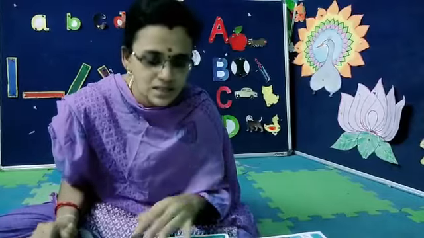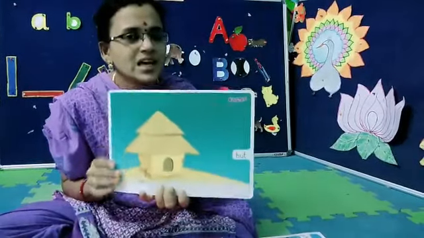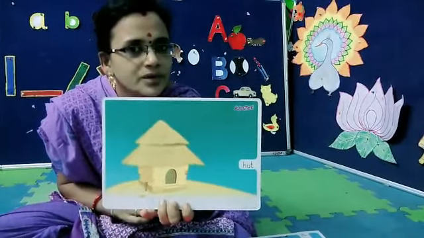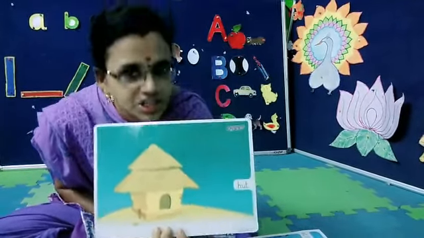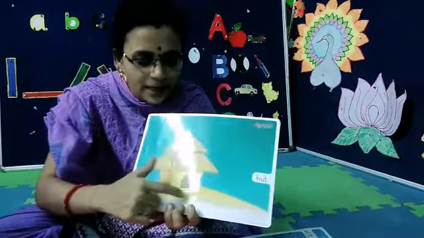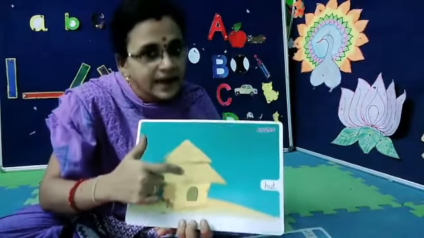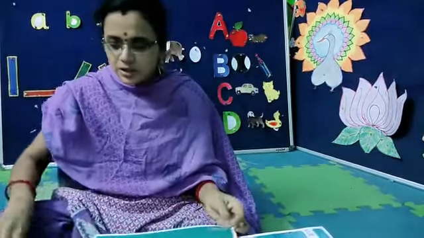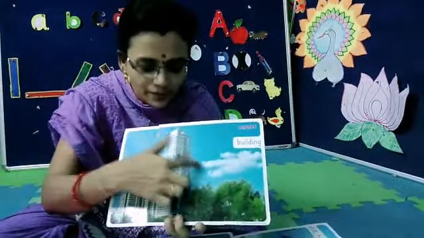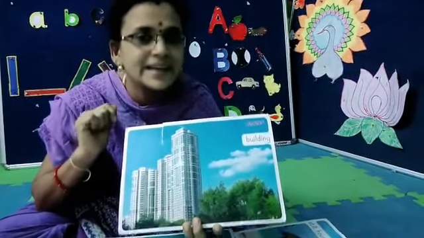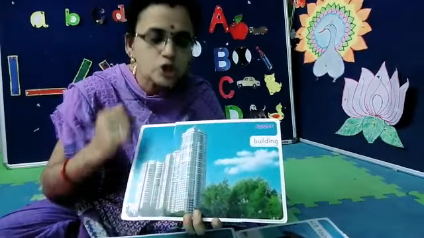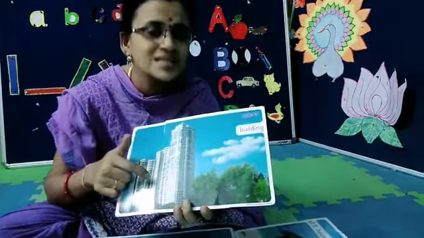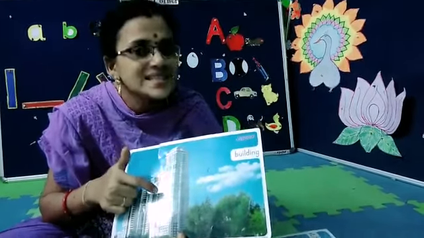Okay, kids, so today we have seen three houses. Repeat once again, what's the name of the house? Hut house. Everybody say, hut house. The hut house is made up of sand and hay. Next, what is this house? Building. Everybody say, building. This building is also made up of bricks, cement and sand.